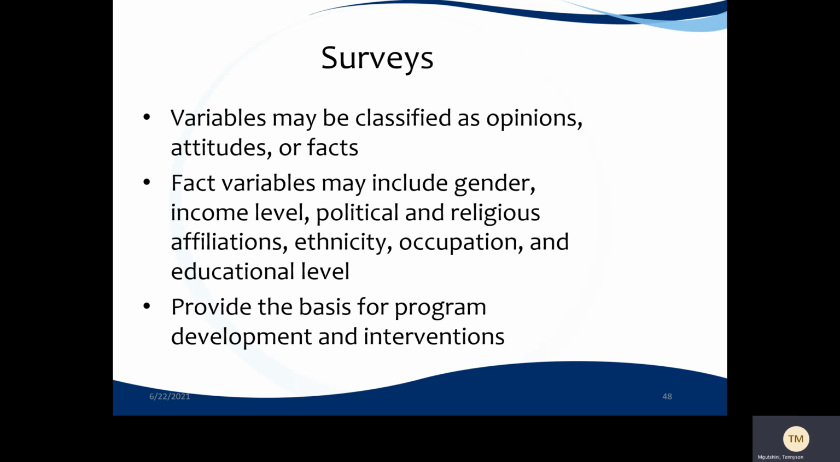So fact variables are things that are factually determined. For example, in a survey, you can ask people to indicate their gender, their income level, their political and religious affiliation, their age, and so forth. And when you get that factual survey information, you're able to develop particular interventions or describe a group, really. They allow you to describe what it is you see.